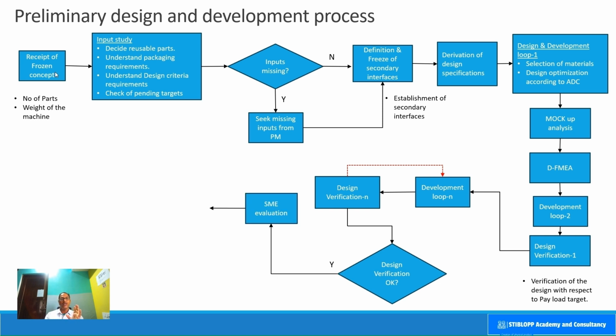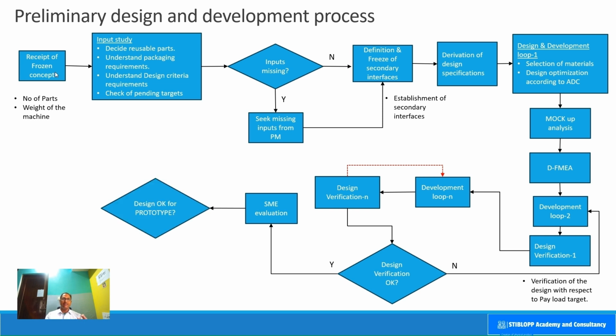Okay, if it is okay, then it is subjected to the next level of SME evaluation. If it is not okay, then it is subjected back to the development loops again until the PD team achieves that target. Of course, the CI team also helps them in achieving the target. They show where the stress concentration is high and where the strength has to be improved and things like that. Okay. Now let's see what happens in the SME evaluation.